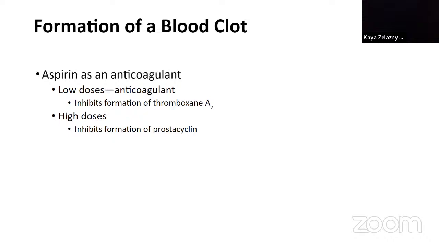Interestingly, though, it's dose dependent. So there's a reason it's baby aspirin specifically. At high doses, aspirin inhibits the formation of prostacyclin, which is why I was circling prostacyclin on that picture of the platelets earlier. Prostacyclin is one of our compounds secreted by healthy endothelial cells to inhibit platelet plug formation. All right, so if we have prostacyclin being secreted by healthy cells, it's going to stop clots from spreading out to the sides towards healthy tissue.